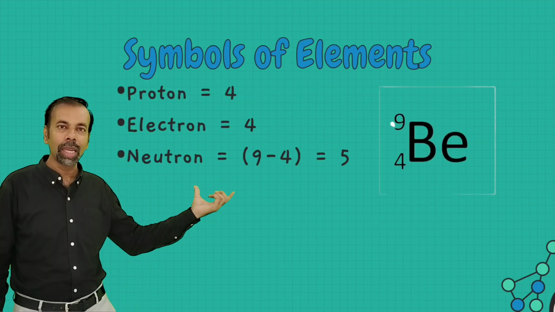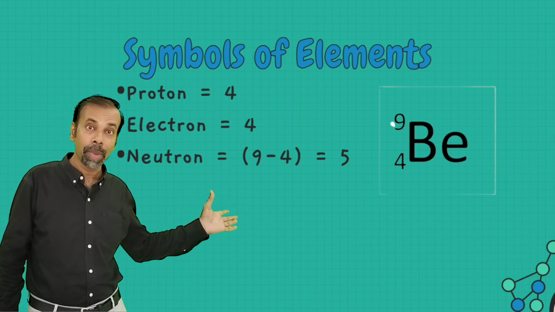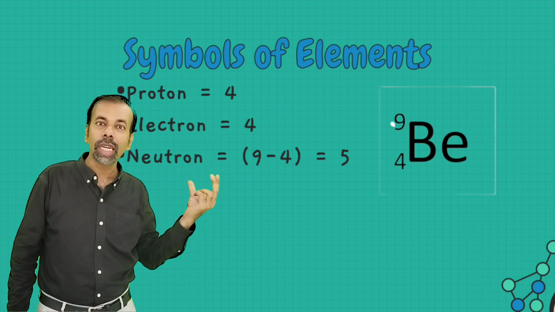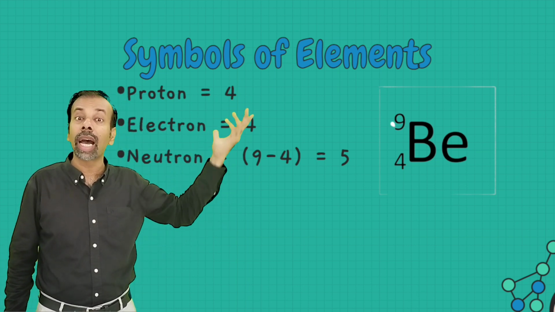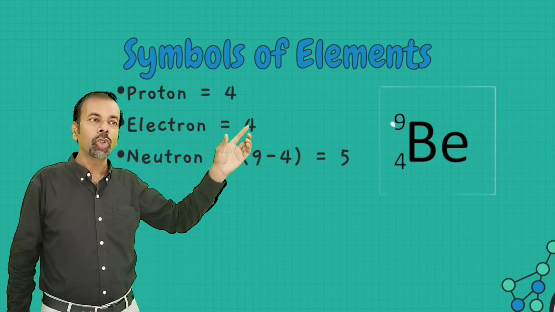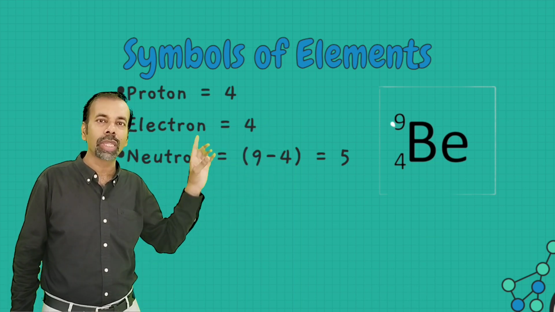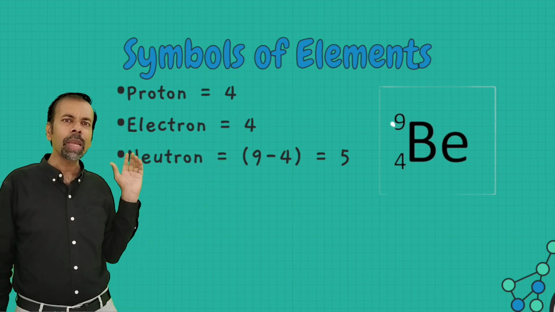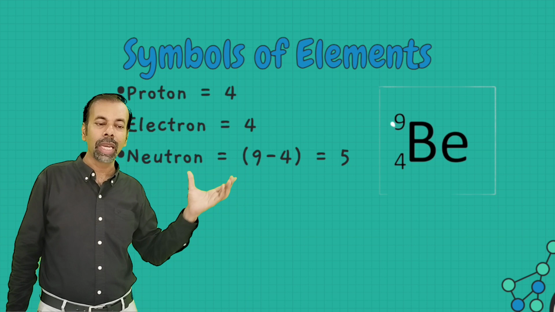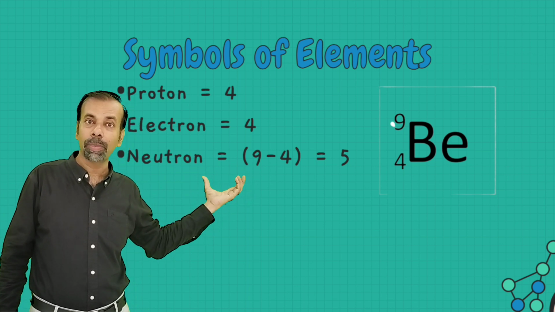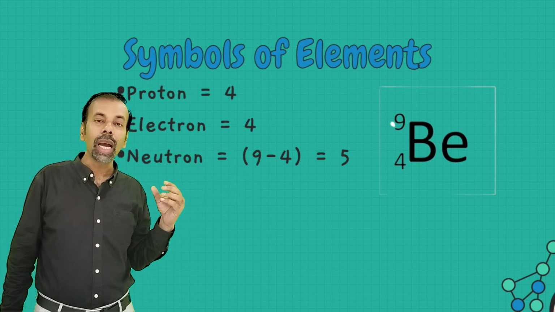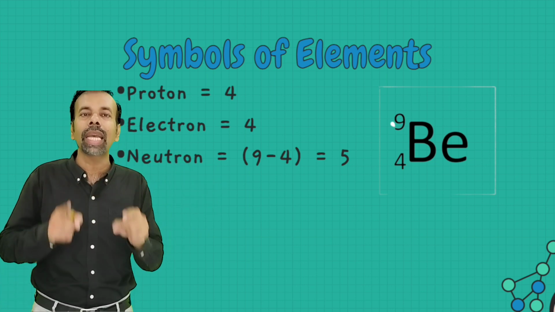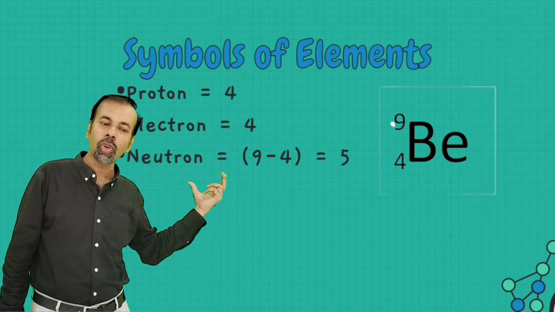Look at this example, beryllium. There are written 2 numbers, 4 and 9. 4 is its proton number and 9 is its mass number. You can find everything about this atom by just looking at these 2 numbers. Like how many protons beryllium has? Beryllium has 4 protons, as it has proton number 4. How many electrons are there? As we discussed earlier, that protons and electrons are same. So number of electrons are also 4.